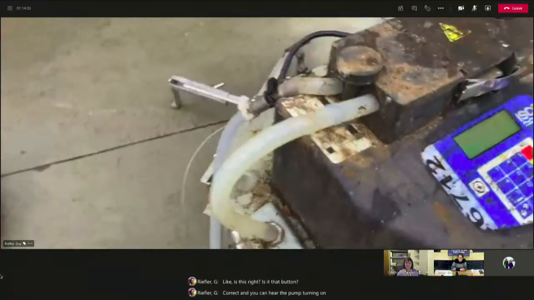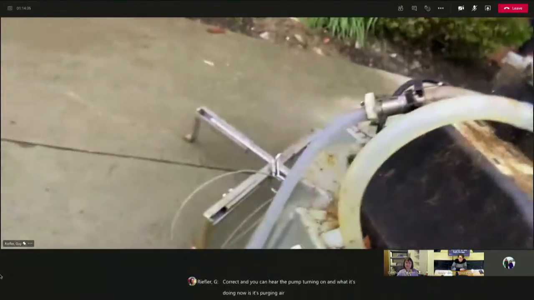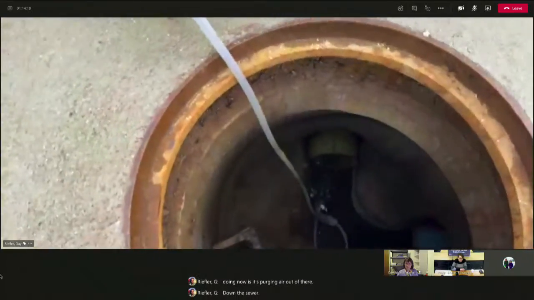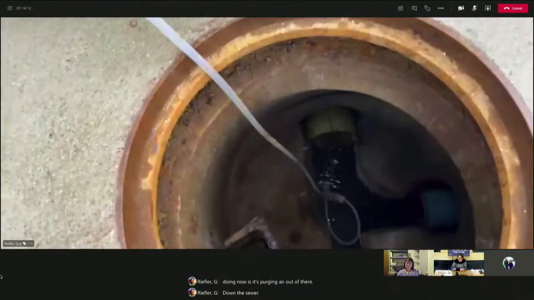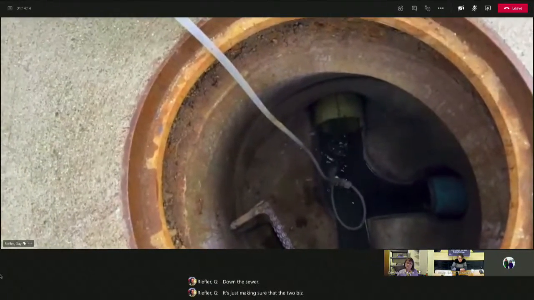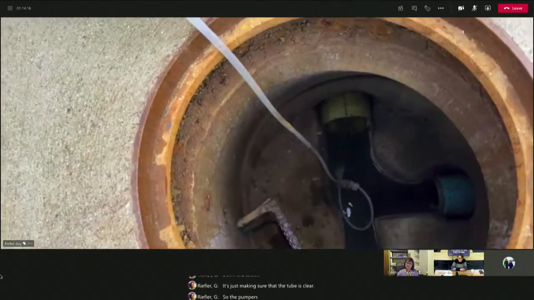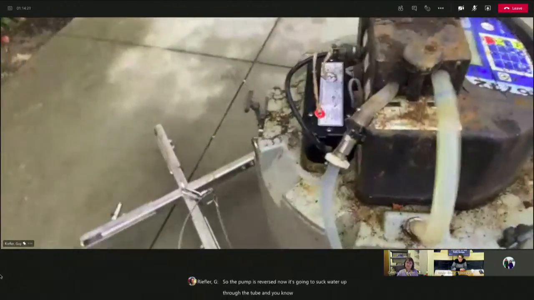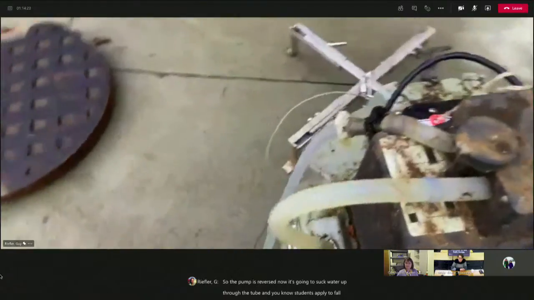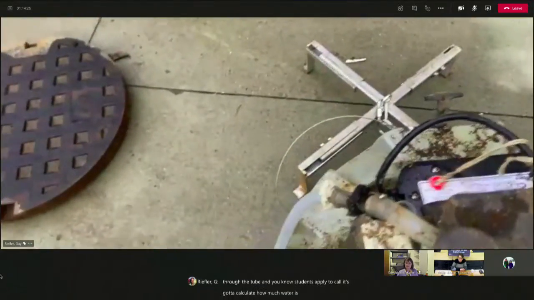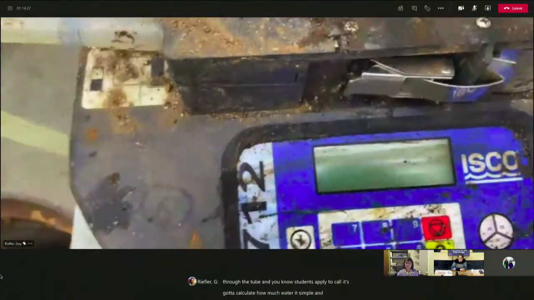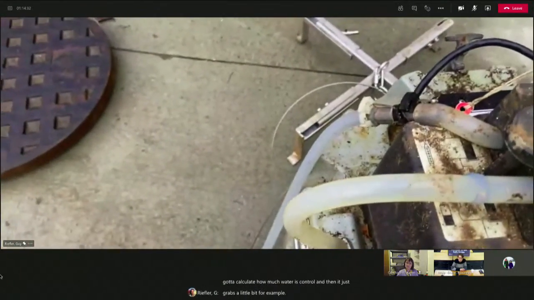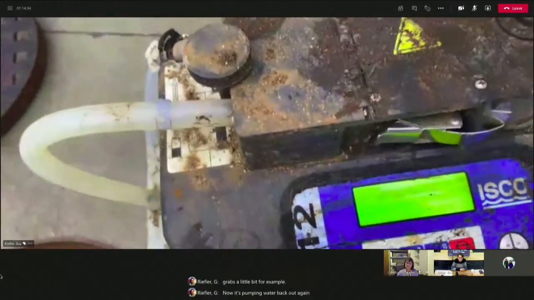What it's doing now is it's purging air out of the line down to the sewer. So it's just making sure that the tube is clear. So the pump was reversed. Now it's going to suck water up through the tube. And you'll notice the tube is quite long, so it's got to calculate how much water it's going to pull in. And then it just grabbed a little bit for its sample. And then it reversed, and now it's pumping the water back out again. Okay, so that's the whole cycle.